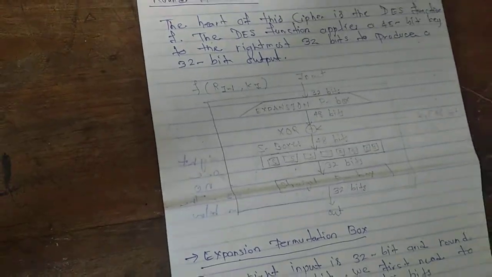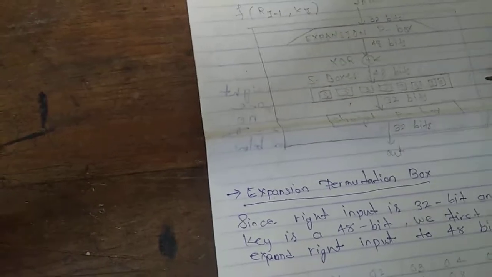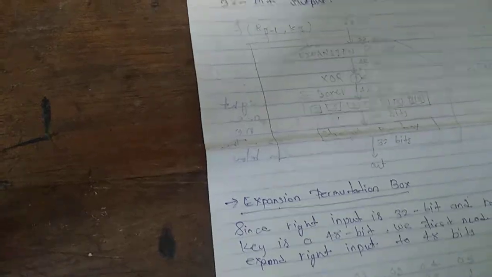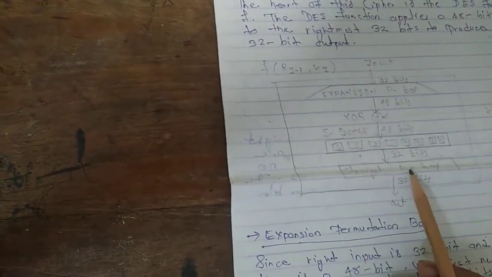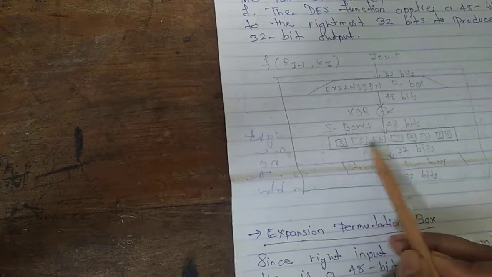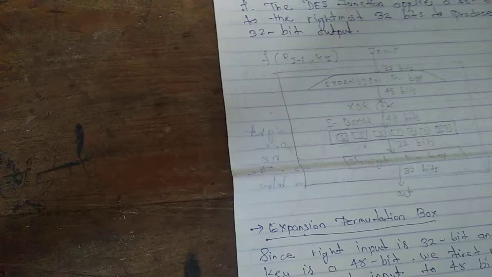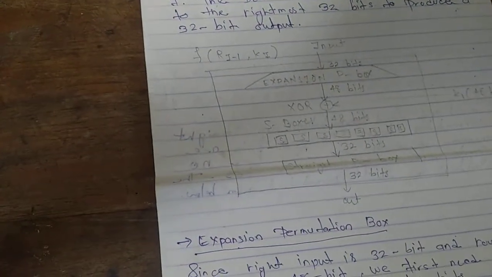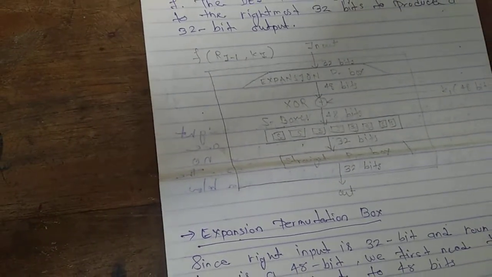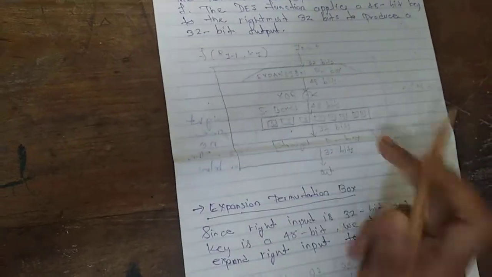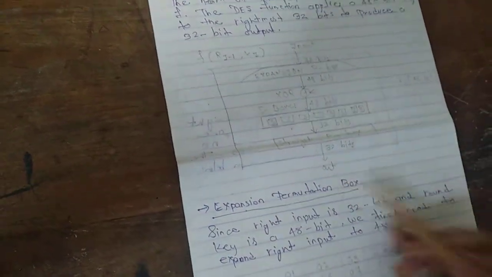Now we have to convert this 48-bit back into 32-bit. For converting the 48-bit to 32-bit, it will go through S boxes. There are 8 S boxes. Count: 1, 2, 3, 4, 5, 6, 7, 8 S boxes. Each S box will take a 6-bit input and generate a 4-bit output. So 4 times 8 is 32. Now we will get the 32-bit. After that it will go through a permutation, and then we will get the final output.